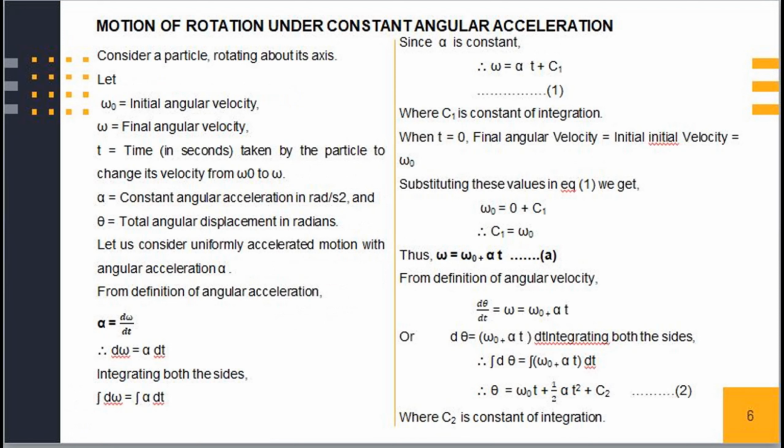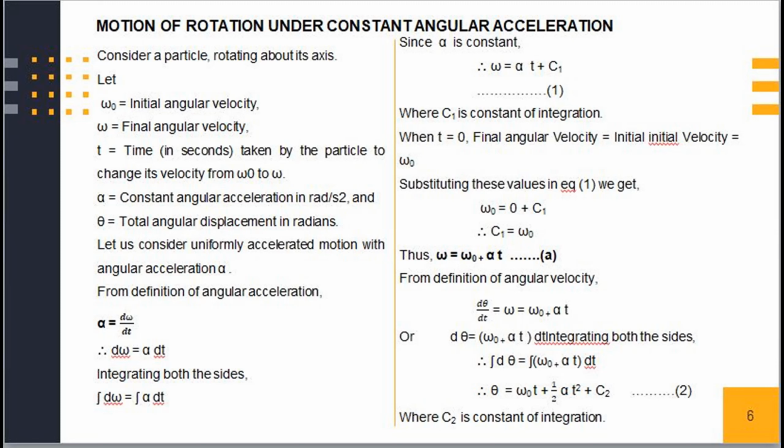Motion of rotation under constant angular acceleration. Consider a particle rotating about its axis. Let omega naught be the initial angular velocity, omega be the final angular velocity, t be the time in seconds taken by the particle to change its velocity from omega naught to omega, alpha be the constant angular acceleration in radian per second square, and theta be the total angular displacement in radians.